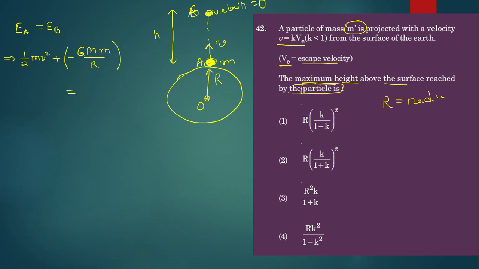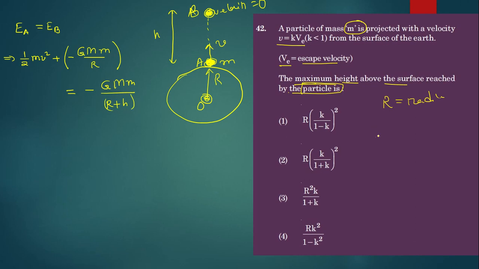This should be equal to the total energy here. What is total energy at the highest point? Since the velocity is 0, kinetic energy will be 0. So potential energy will be the only energy. So minus G M m divided by the distance between this point and the center, which is R plus h.